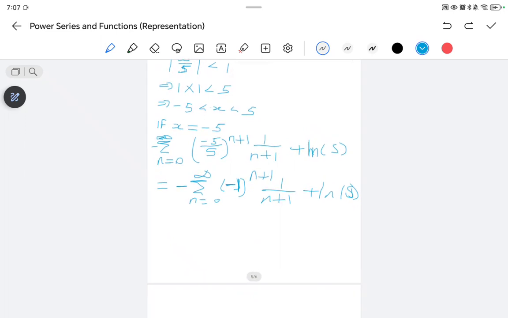Let's check if x is 5. If x is 5, this is going to be 1, 1, and this would be 1. We're left with 1 over n. If we find the limit of this, we find that this alone would converge. And then we add that plus ln 5. So that means I would be correct to say this.